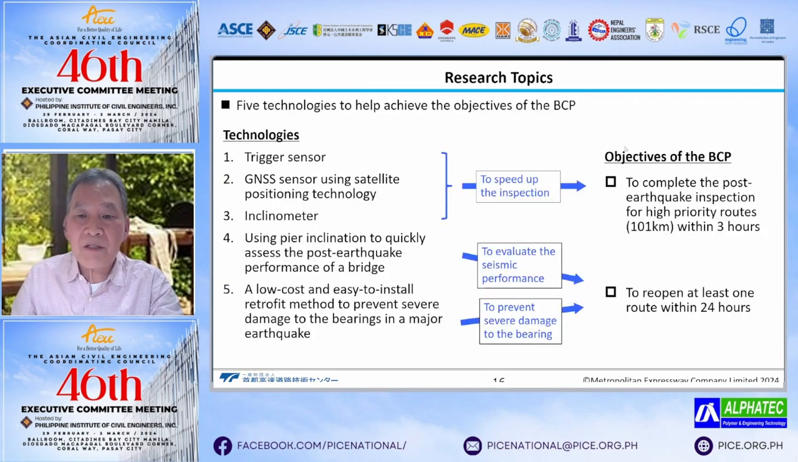This is the objective of the BCP. We need to know this information within 3 hours. However, in the case of the Tohoku earthquake in 2011, it took about 1 day to get the information. So we are now developing these kinds of sensors: first of all, trigger sensor, GNSS sensor, and inclinometers.